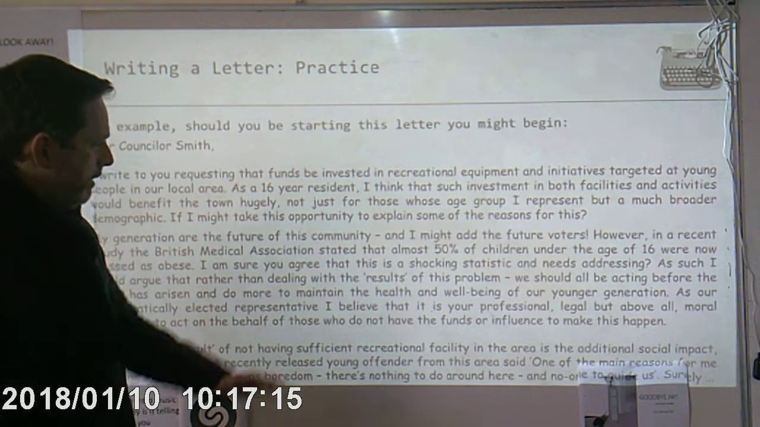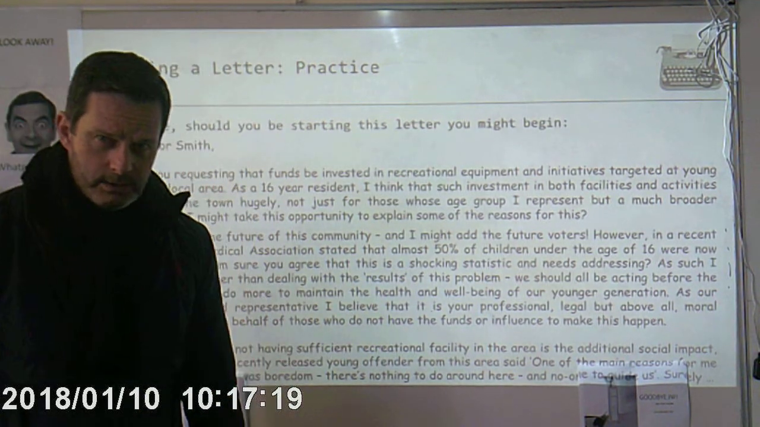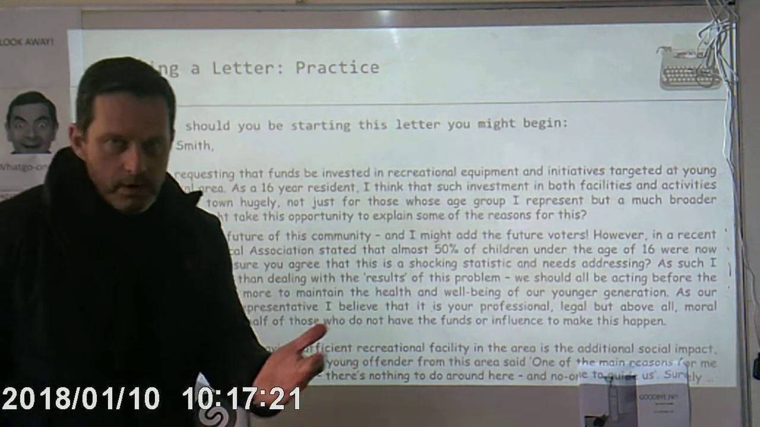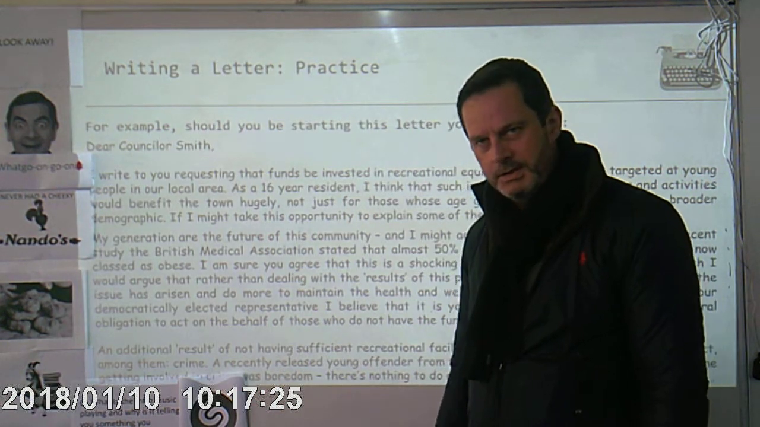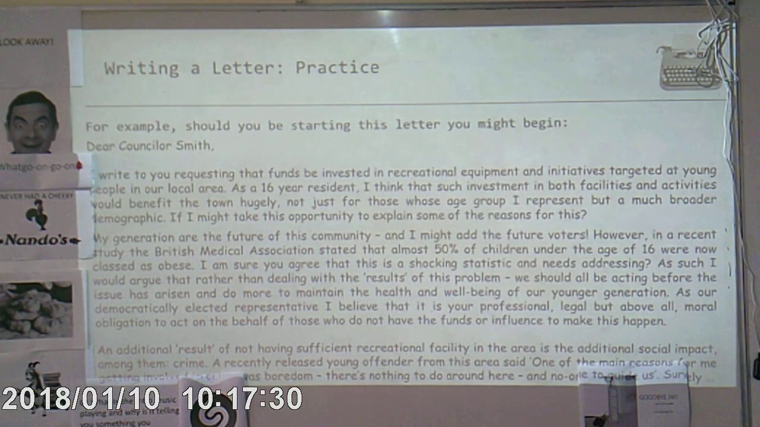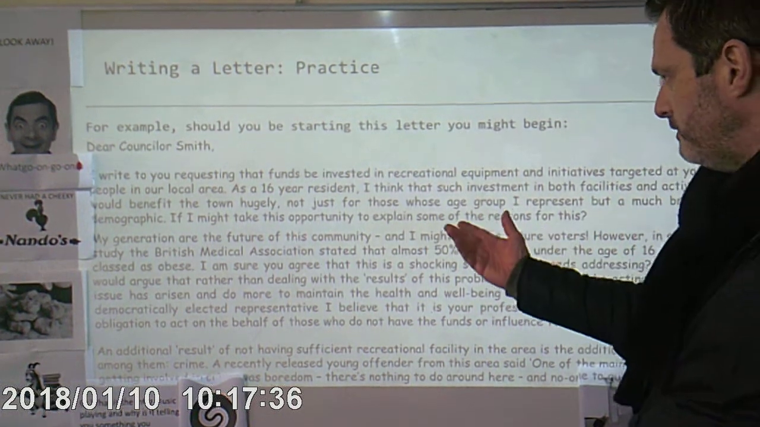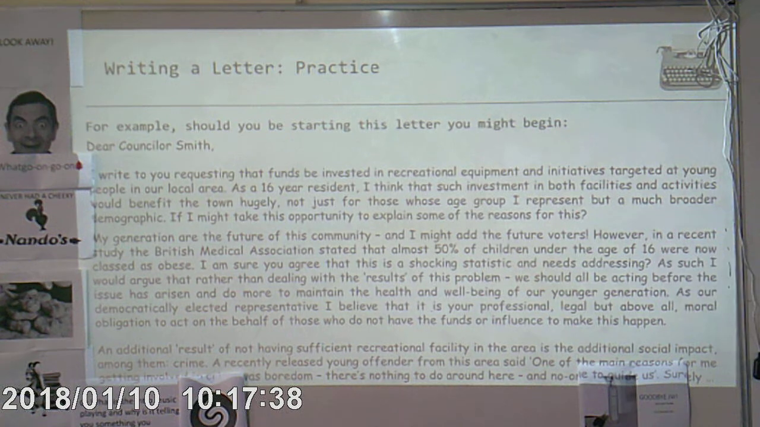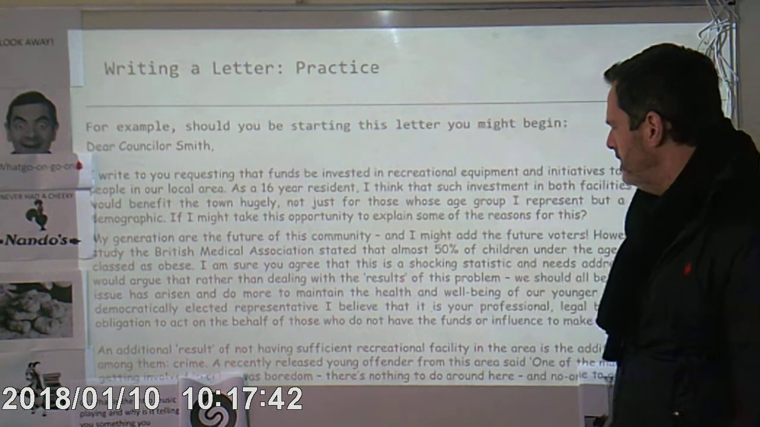And you can see here, I've done one, I've started another, I'm probably near enough my word count already. And again, this took me, okay, old man doing it for a long time, but this probably took me 10 minutes. My generation are the future of this community, so emotive language. And I might add the future voters, exclamation mark, making it very, very clear in terms of my intent here.